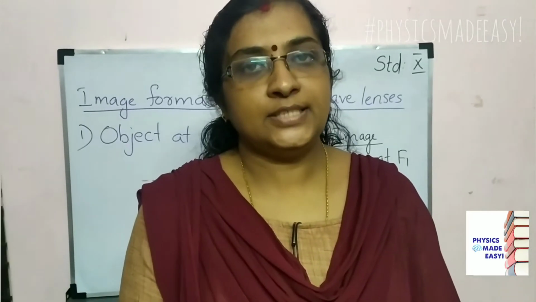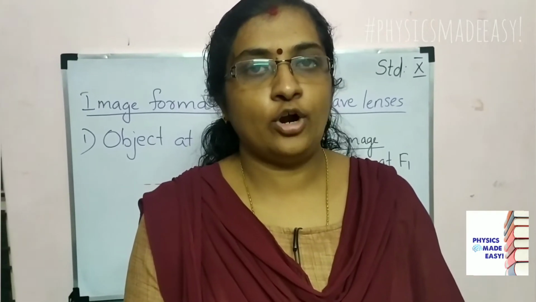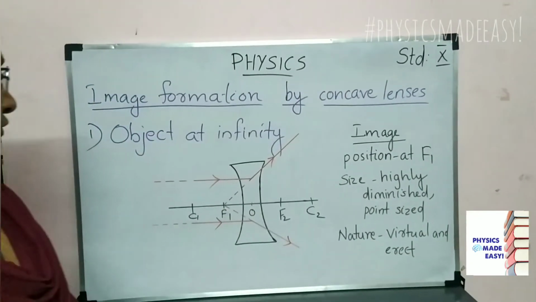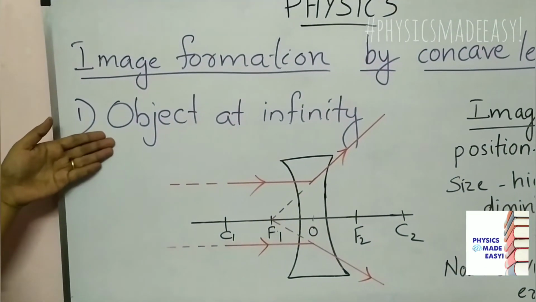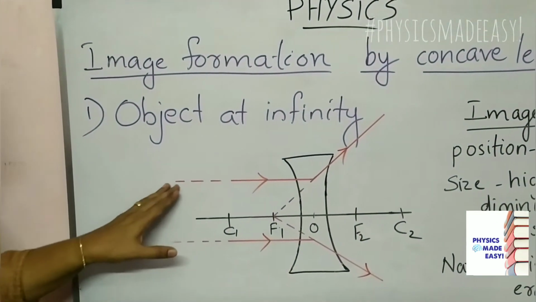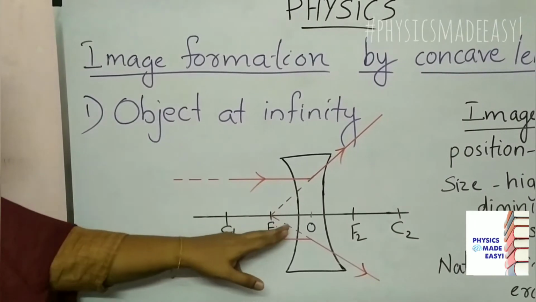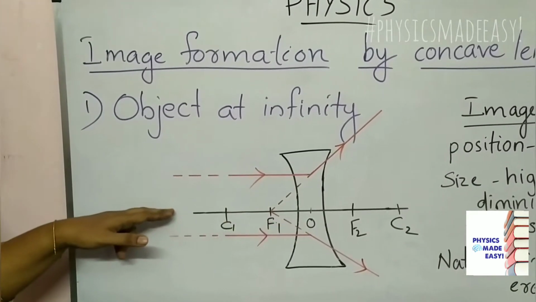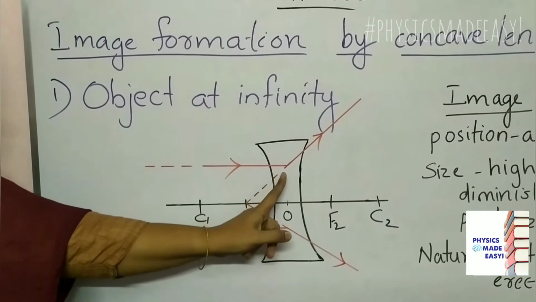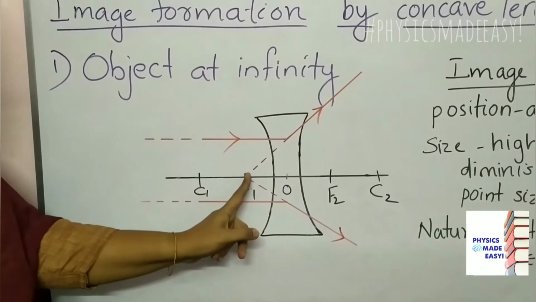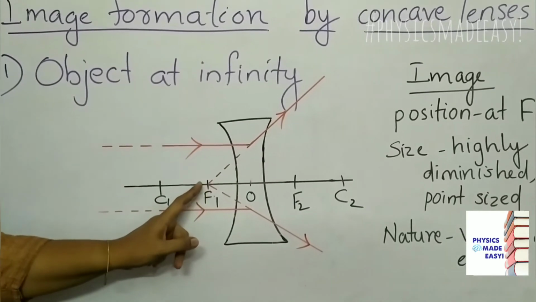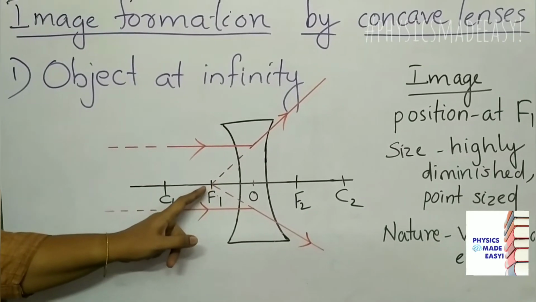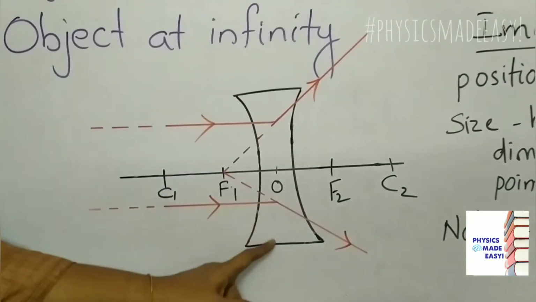Hello students, let us discuss the image formation by concave lenses. The first case: here you have to consider the object is at infinity. The ray which is parallel to the principal axis of a concave lens, after refraction, appears to come from a point on the principal axis. You know that point is the principal focus of this lens.